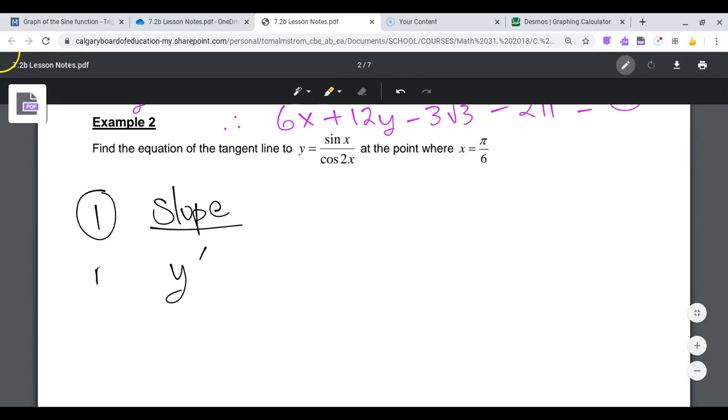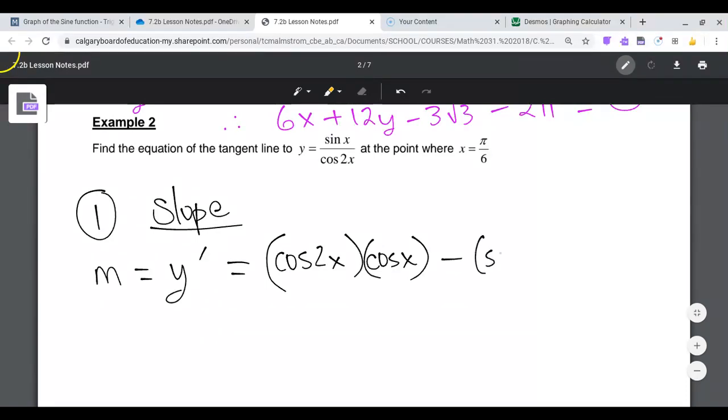So y prime, again, is representing my slope, is equal to low, which is cos 2x, d high, so the derivative of sine x is cos x, less, so subtract, the high, which is sine x, multiplied by the derivative of the bottom, which is the derivative of cos 2x. So that will be negative sine of the argument multiplied by the derivative of the inner 2.